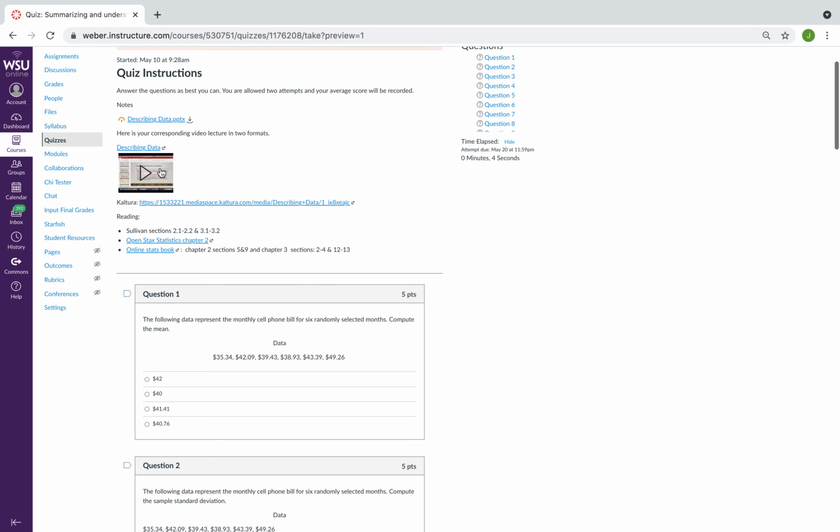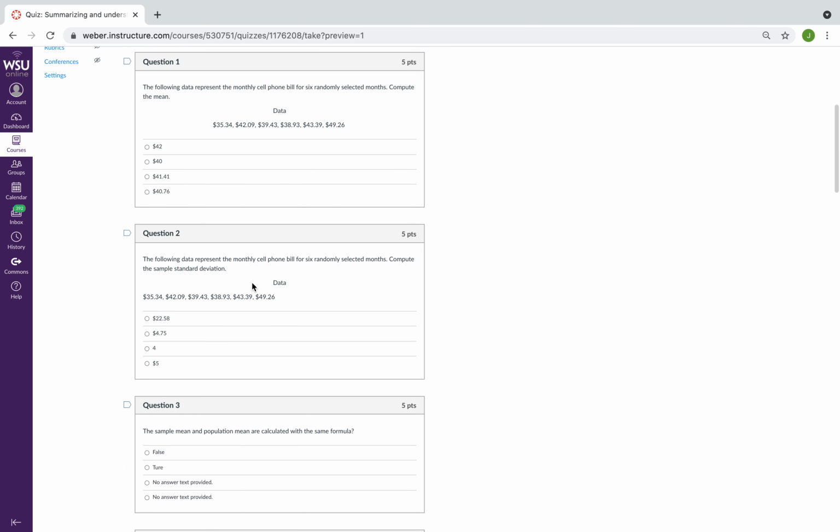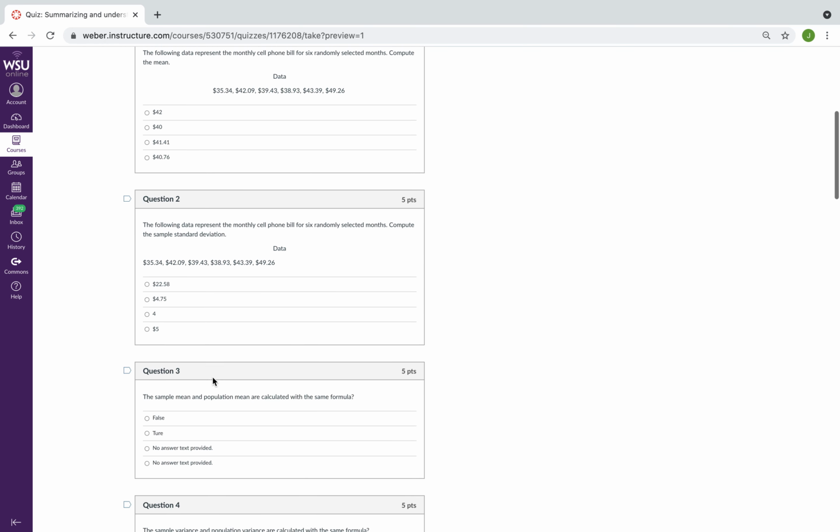So, here's all this information that you can use. And here's question 1. It asks you to compute the mean. Here's question 2. It asks you to compute the standard deviation of this data. And you're going to select the answer that best corresponds with the mean or the standard deviation. From time to time, you will have questions that are select all responses that apply or that are true. So just be aware of that.